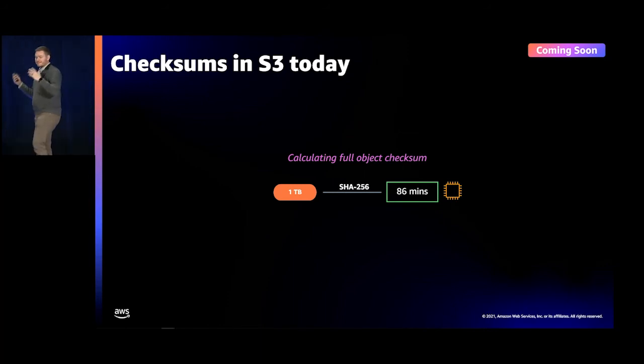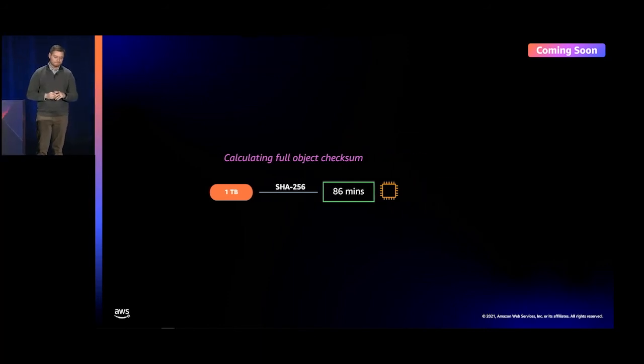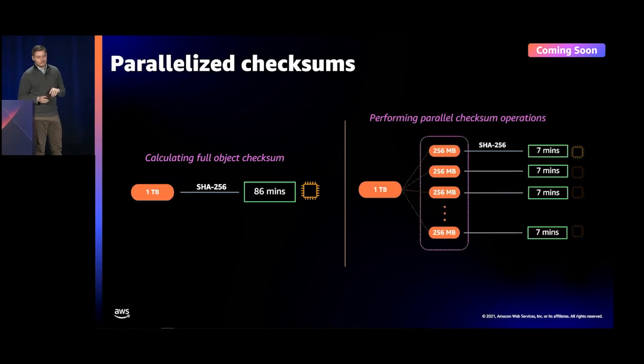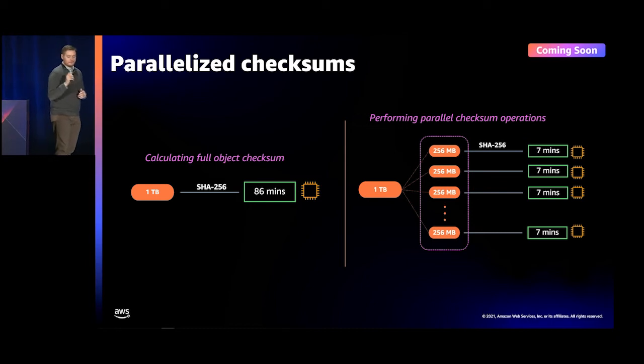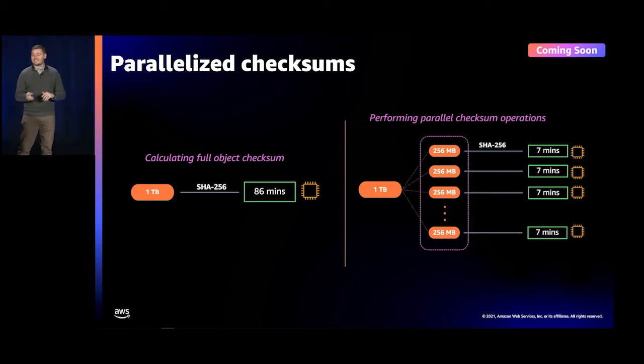So whereas a single checksum on a large object took 86 minutes before, with those same EC2 instances, we were able to get the integrity checking time down to just 7 minutes. We think this is a game changer for customers who need to run big integrity checks, and we're super excited to make it available to you.